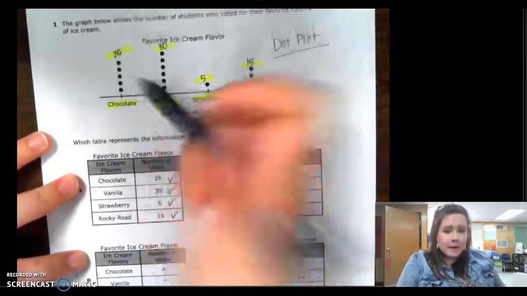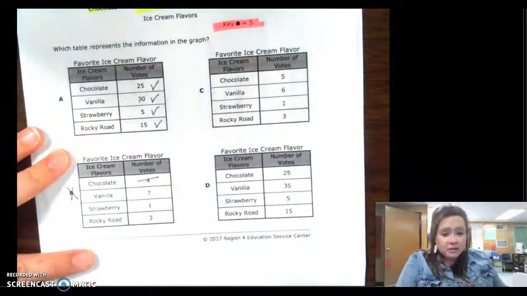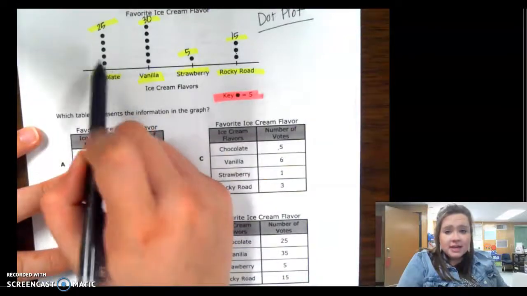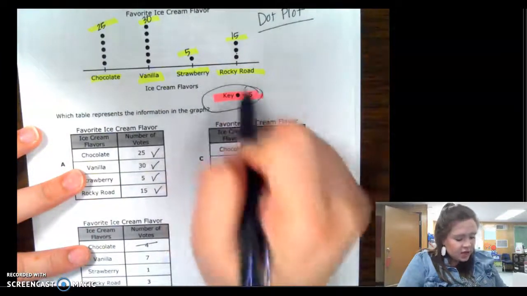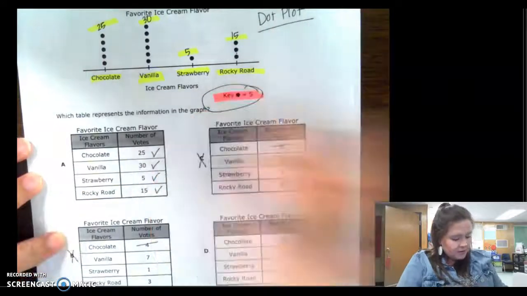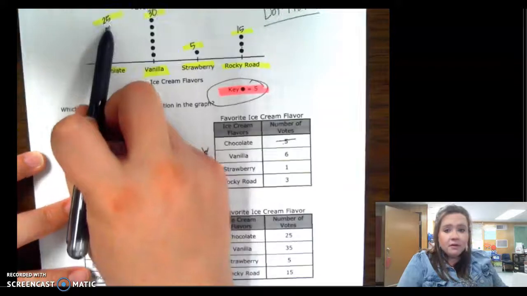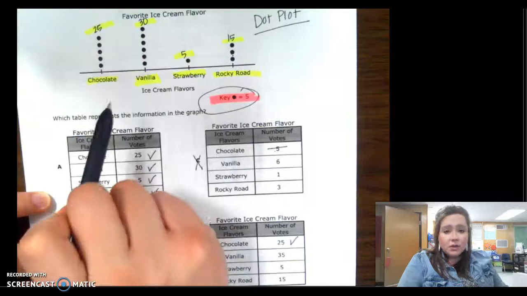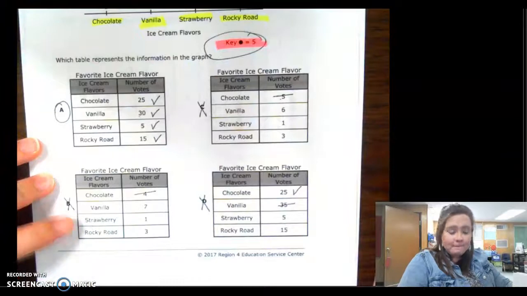Chocolate is 4. Chocolate is 25. So this makes it wrong. Letter B cannot be your answer. Chocolate is 5. Well, yes, chocolate does have 5 circles, 5 dots, but remember, each dot represents 5 votes, so there's a total of 25 votes. So that is not your answer. And then letter D, chocolate is 25. That matches. Vanilla is 35. We have vanilla as 30, so that does not match. The correct answer here would be letter A.